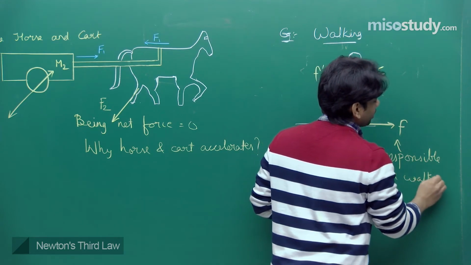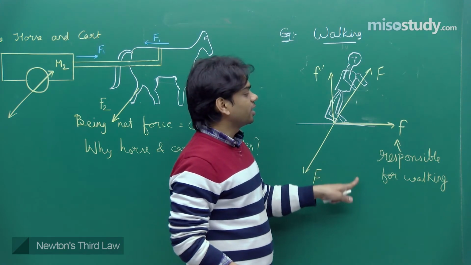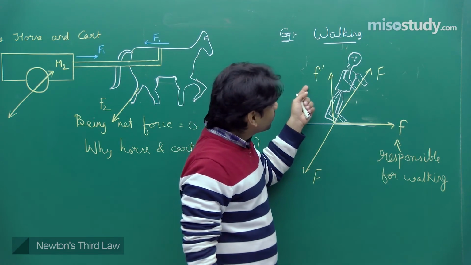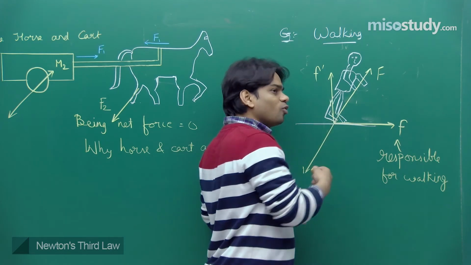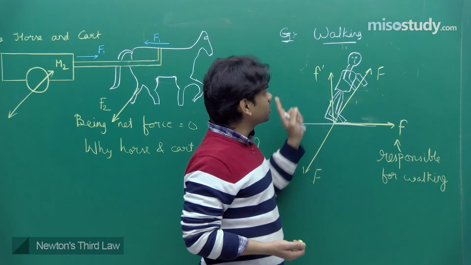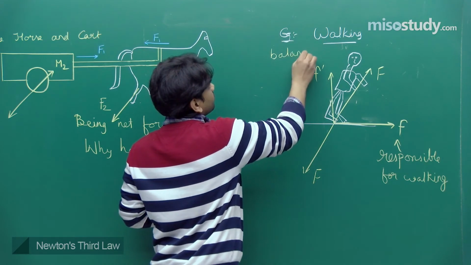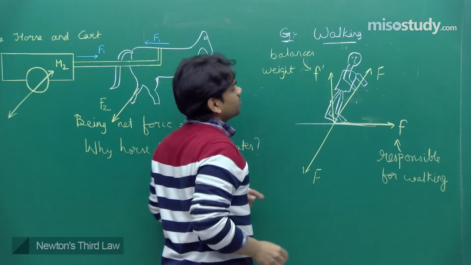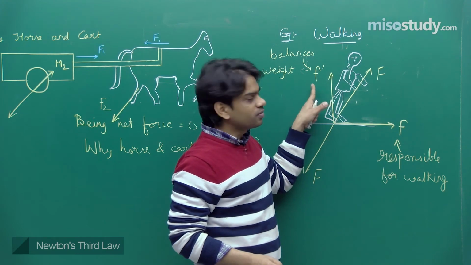The force applied by the ground, and its component along the horizontal direction, is responsible for taking you in the forward direction. Now, what is this other force doing? This force is balancing your weight. Because you're touching the ground, the ground exerts a force on you, and there is your weight, which is balanced by this force. So this is the use of this force f dash.